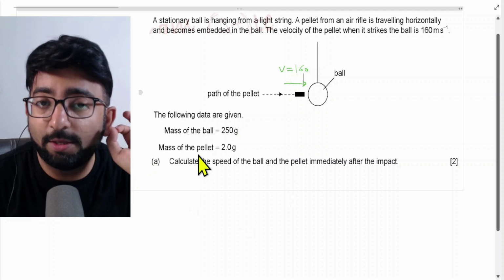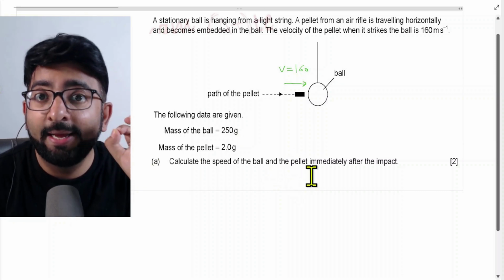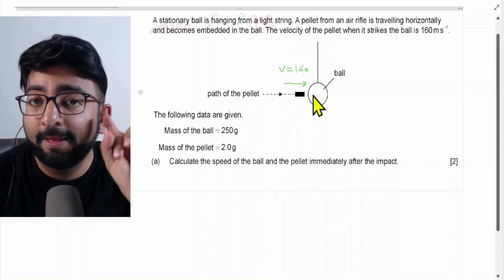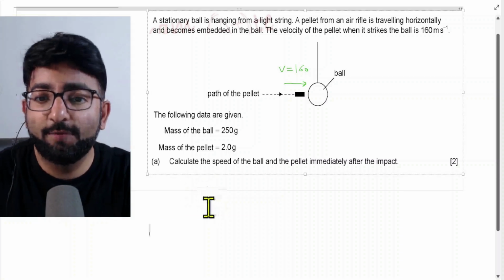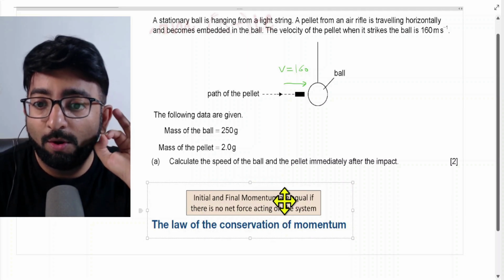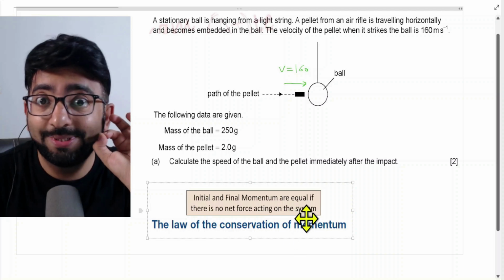Then the mass of the ball and the pellet are given. We need to figure out the speed of the ball and the pellet immediately after the impact, once the pellet goes into the ball. So, how do we solve such questions? We will use the law of conservation of momentum, which states that the initial and the final momentum of a system are equal if there is no net force acting on the system.